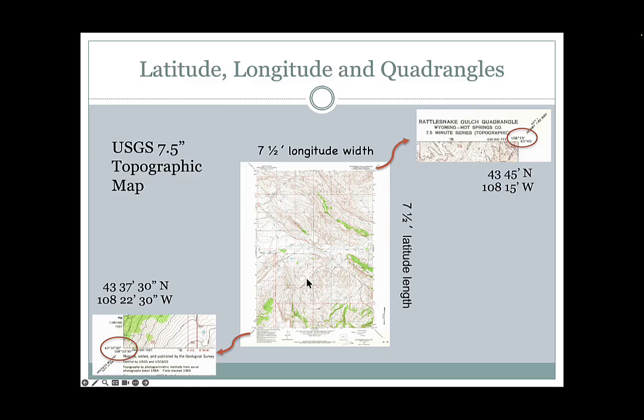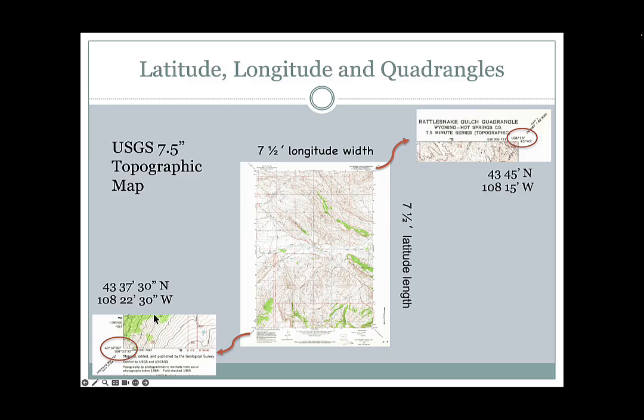They have brown contours, green natural areas, blue water. But let's just talk about the boundary for now, because this is a 7.5 minute quadrangle in Wyoming, and we can see they've labeled the longitude and latitude at the top. So this line coming across here would represent 43 degrees 45 minutes north of the equator, and this line of longitude here would be 108 degrees 15 minutes west of the prime meridian.